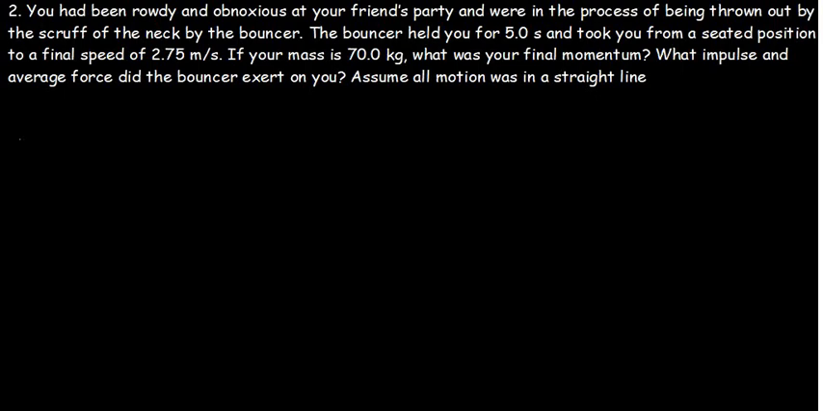So here is our question 2, which is saying you had been rowdy and obnoxious at your friend's party and were in the process of being thrown out by the scruff of the neck by the bouncer. The bouncer held you for 5 seconds and took you from the seated position to a final speed of 2.75 meters per second. If your mass is 70 kg, what was your final momentum? That is part 1. Then part 2 is saying what impulse and average force did the bouncer exert on you? Assume all motion was in a straight line. So if the motion was in a straight line, meaning it's just one dimension.